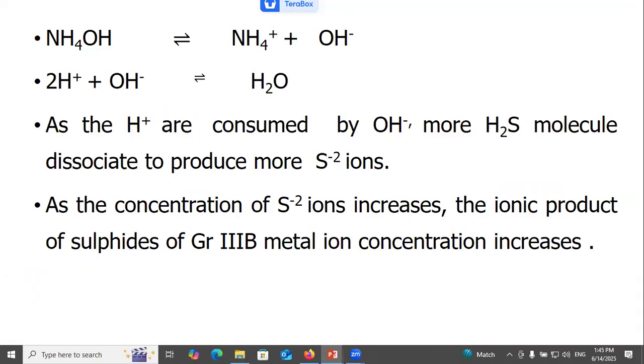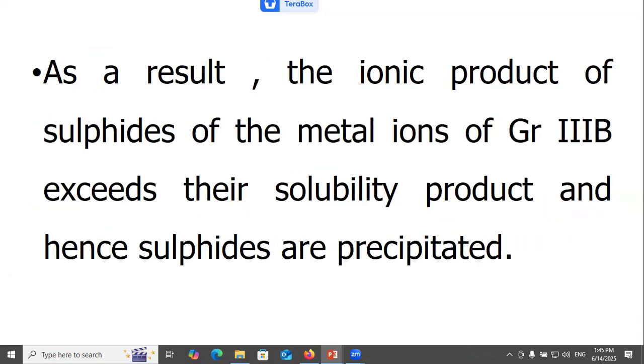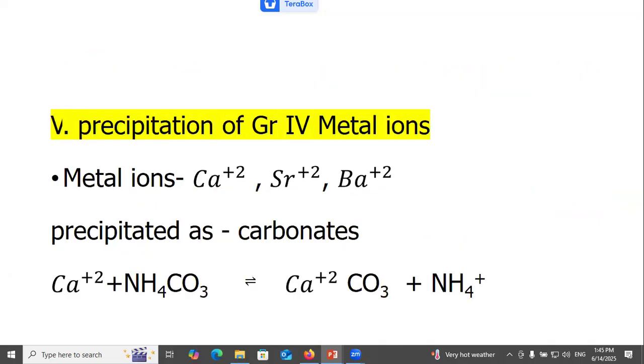Ammonium hydroxide dissociates and water also dissociates, as the H plus ion is consumed by hydroxide ions. More H2S molecules dissociate to produce the sulfide ions. As the concentration of sulfide ion increases, the ionic products of the sulfides of group third B metal ions increase. As a result, the ionic products of the sulfides of the metal ions of group third B exceed their solubility product, and hence sulfides are precipitated.